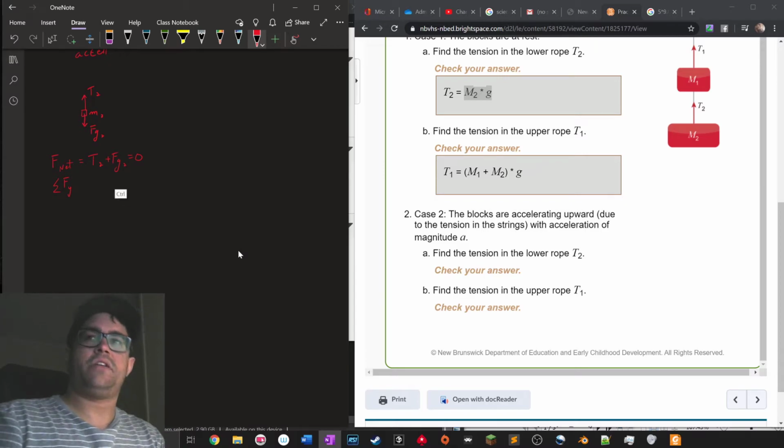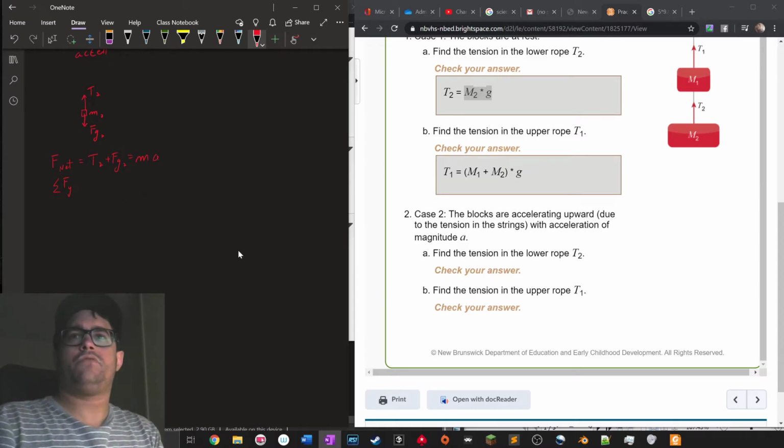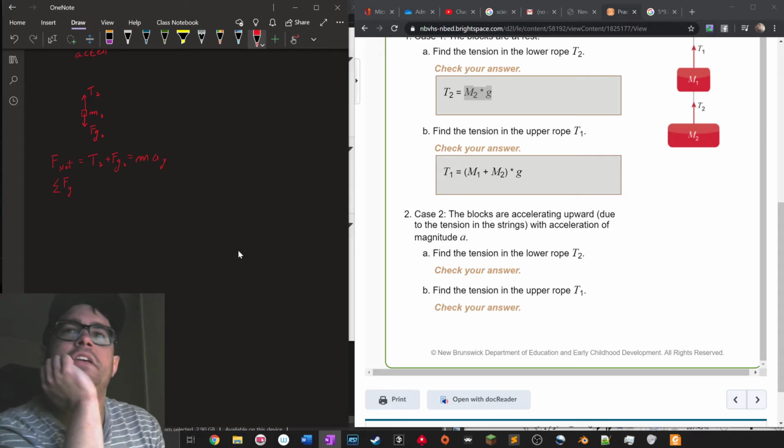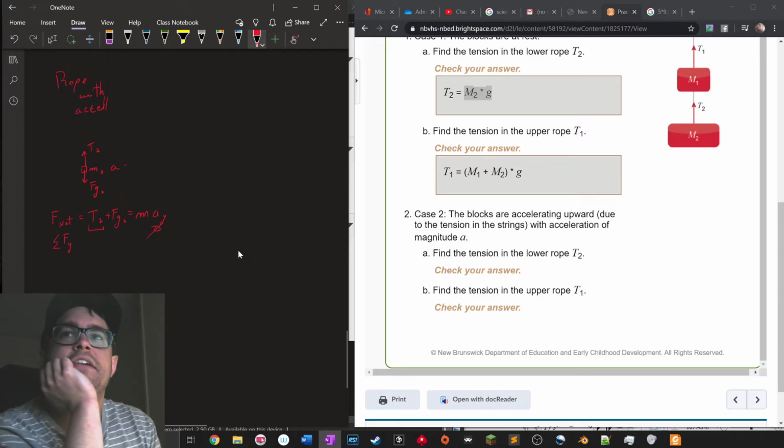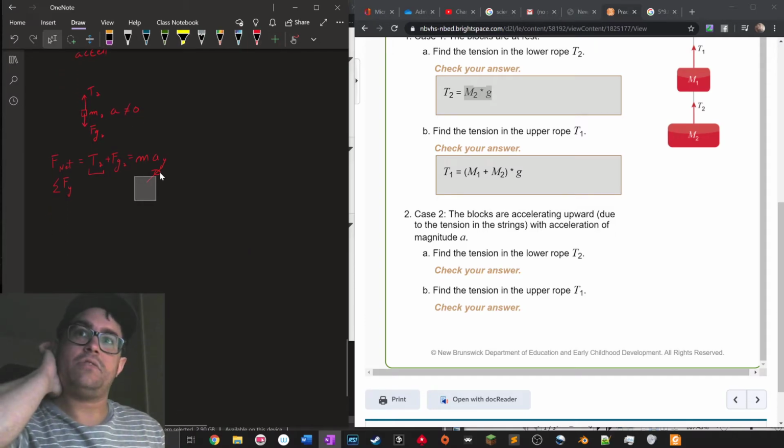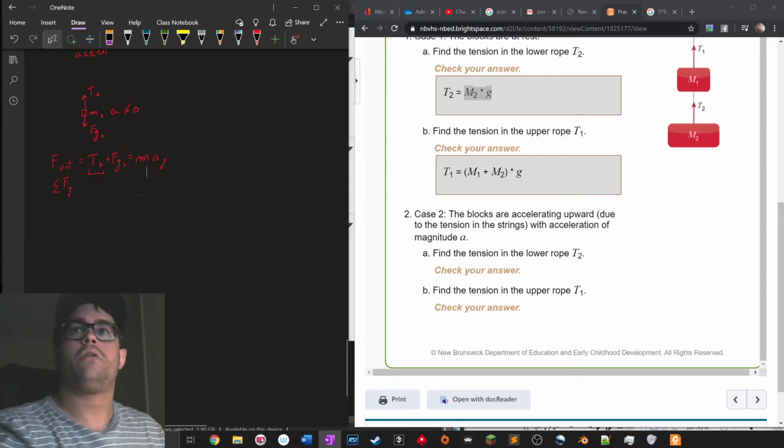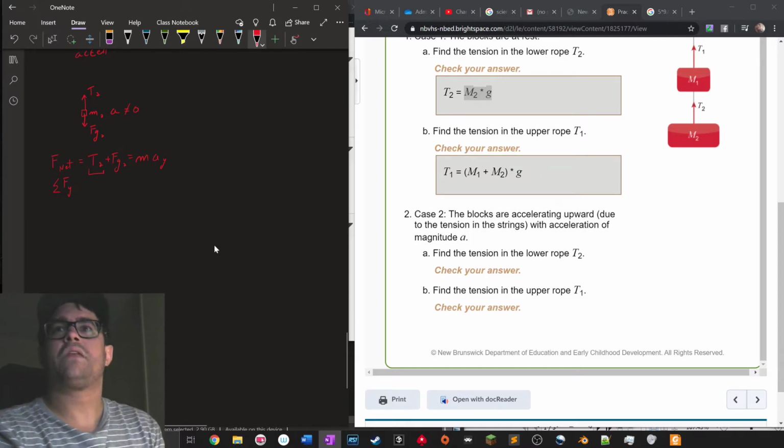Maybe not, because it's accelerating. M A2. Because it's accelerating, then one of these two has to be bigger. Because if they're equal, they're going to cancel out and this will be 0. But since this is accelerating, the acceleration is not 0, then if it's not 0, then T2 is probably bigger than Fg2. I'll say plus plus.